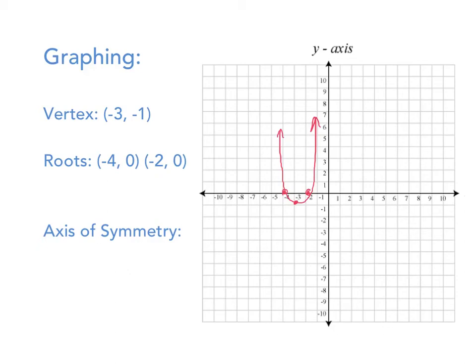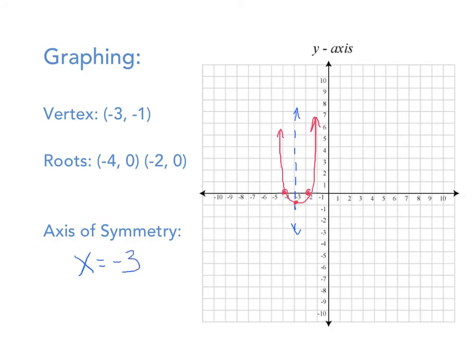Now, I know you wrote this term down in the very beginning of the video, the axis of symmetry. The axis of symmetry is the line that splits the parabola in half at the center. The vertex is always the center point of our parabola, so all we have to do is draw a vertical line through the vertex, and that is our axis of symmetry.